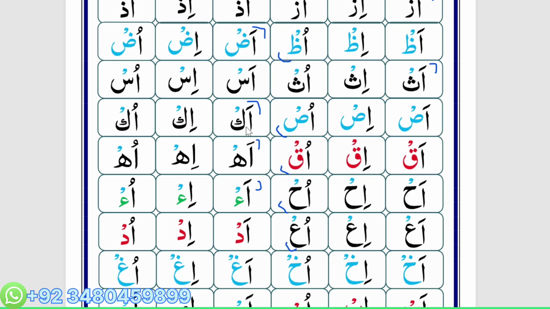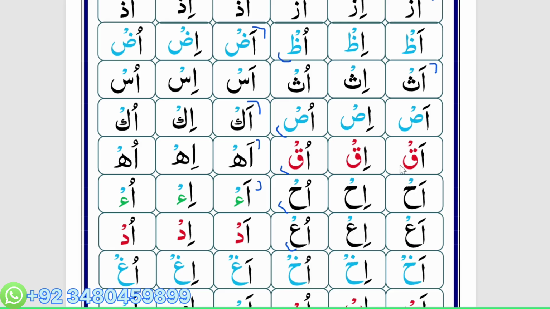Next similar sound letters are Kaf and Qaf. Kaf is pronounced without whistle. Qaf is from mustalia letters and Kaf is not from mustalia letters. Hamza Kaf zabar ak, Hamza Kaf zir ik, Hamza Kaf pesh uk: ak, ik, uk.